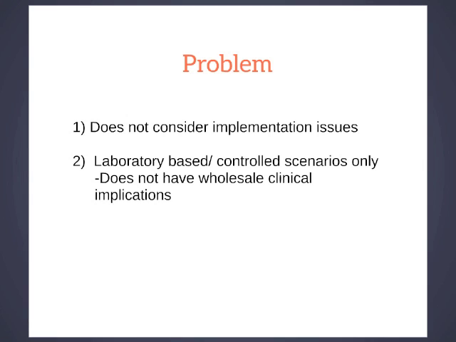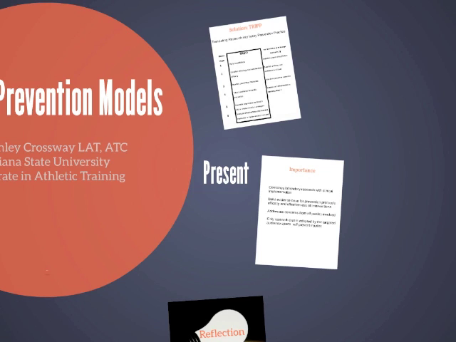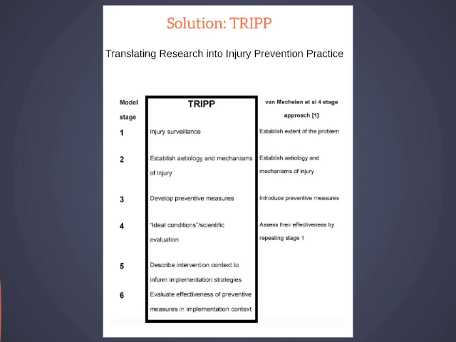it does not matter. This brings us to the present day, and a possible solution is the TRIPP model. TRIPP stands for Translating Research into Injury Prevention Practice. As you can see in this diagram, the TRIPP model is framed by the black box and is compared to the Van Mechelen model to the right.